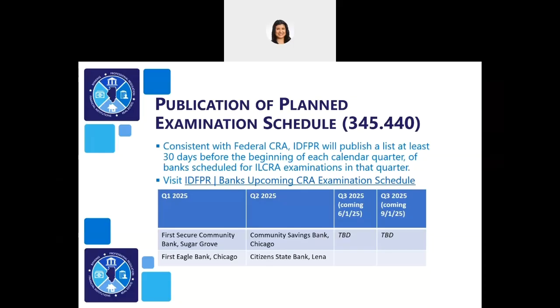For the second quarter, we conducted the Community Savings Bank exam, and we are about to commence the Citizen State Bank in Lena. The third and fourth quarter, there's a typo there, I will correct that, will be posted on the dates referenced here, June 1st for third quarter and September 1st for the fourth quarter.